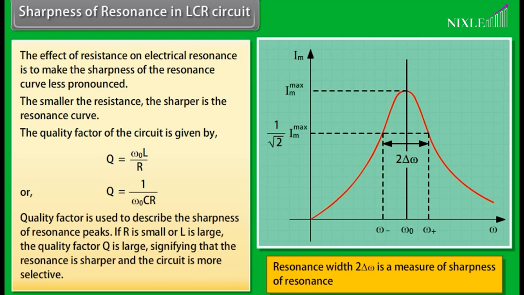Quality factor is used to describe the sharpness of resonance peaks. If R is small or L is large, the quality factor Q is large, signifying that the resonance is sharper and the circuit is more selective.